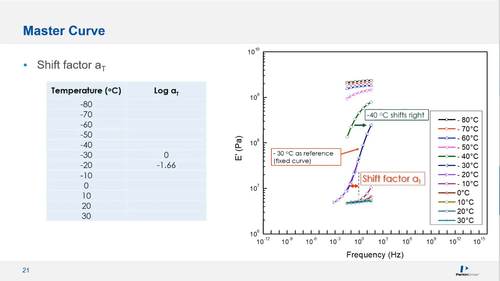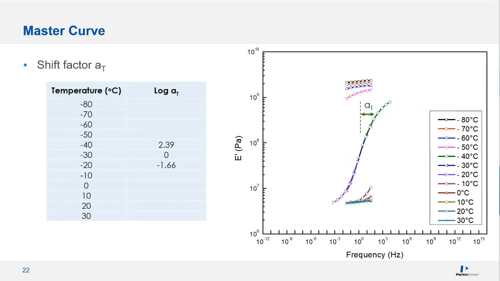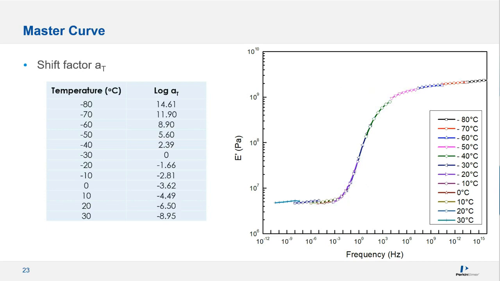Then we move on to the next temperature, negative 40 degrees C. We'll shift that to the right. Then the shift factor for minus 40 degrees C is entered into the table. At the end, when all curves are shifted to produce a new continuous modulus curve versus frequency, this fully superimposed new curve is called the master curve.